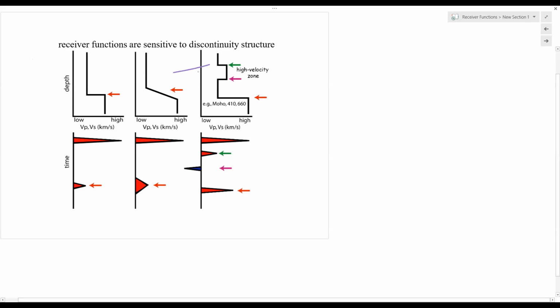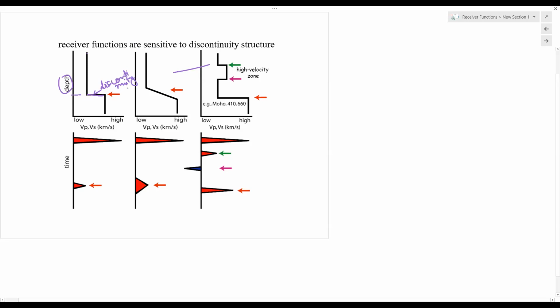In this particular figure, here is the depth, and on the x-axis you have either VP or VS. If you consider VS, then you can see the velocity is pretty much constant up to this particular depth, and then it is sharply increasing, and then again it becomes constant after that particular discontinuity. So here the sharp increase in the velocity is happening, and the depth at which this happens is a discontinuity, because it has a sharp change in the velocity.